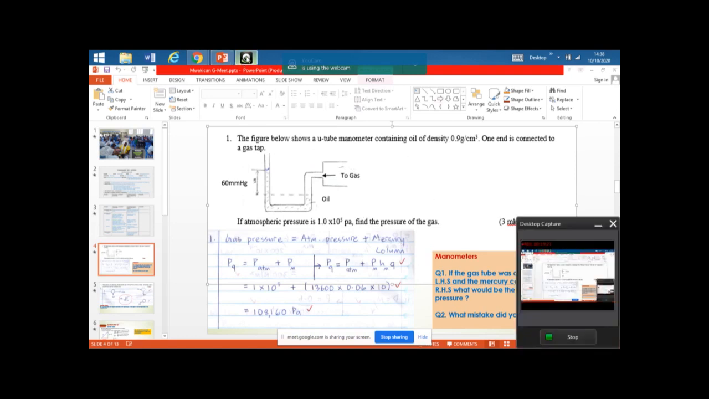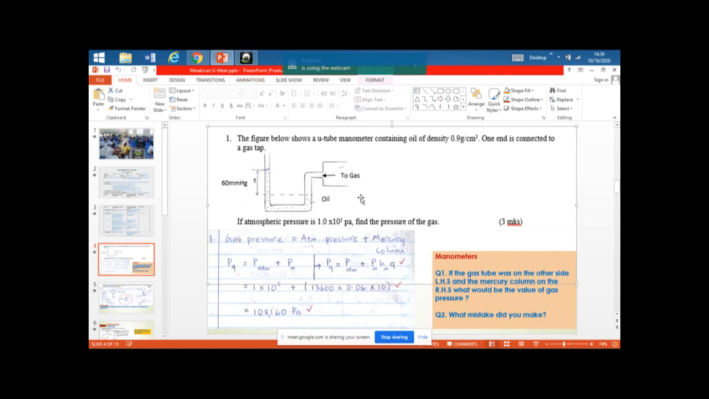Hello? Yes, I'm okay. You're okay. Okay, so my question to you, question number one says, if the gas tube was on the other side, that is now the left, it's no longer here, it goes to the left, and the mercury column is now on the right-hand side, what would be the value of the gas pressure? If the gas is on the left and the mercury is now on the right, what would be the value of the gas pressure? What do you think? Maintaining the same diagram, only flipping sides, changing the side of the gas, taking it to the left, and then flipping the side of the mercury, bring it to the right, what would be the value of the gas pressure?